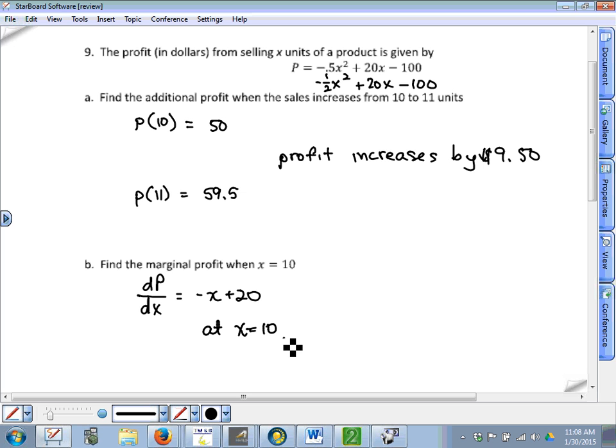And at x equals 10, the marginal dP over dx is equal to 10. And since it's a rate of change, it's $10 per unit. So what this is describing is it would increase $10 per unit if we increase production or sales. And that's pretty accurate because when sales increase from 10 to 11 units, that's an increase of 1 unit. The actual increase in profit was $9.50, and this is saying that it's about $10 per unit.